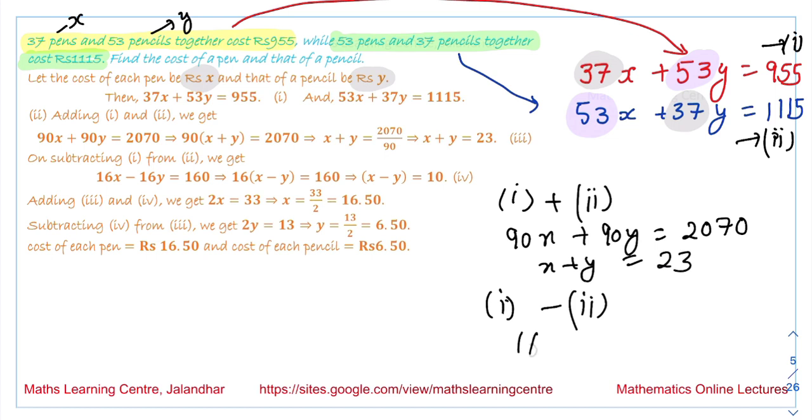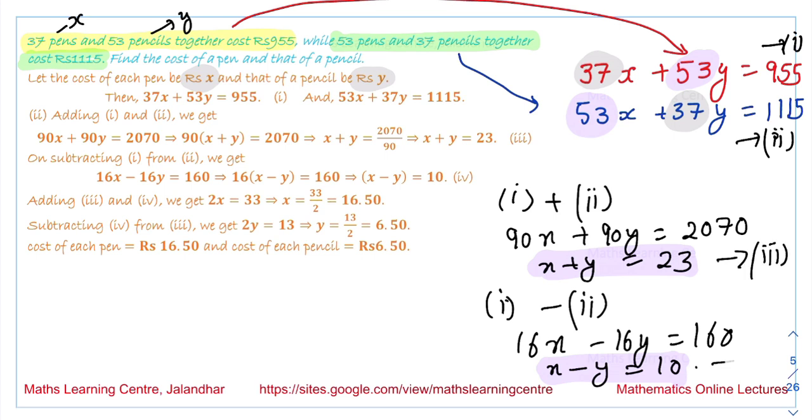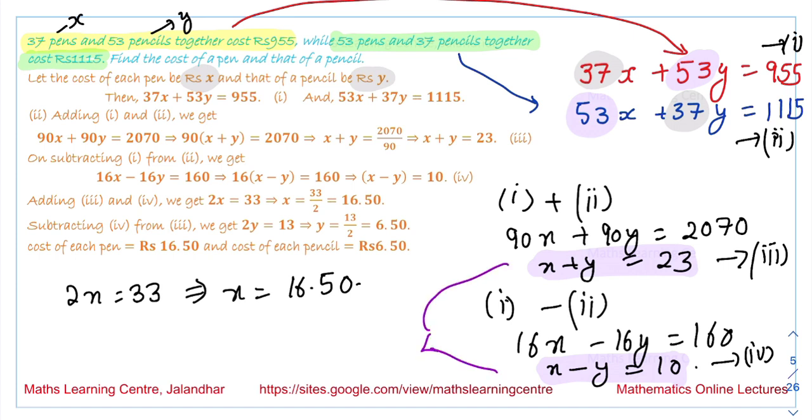When we subtract these equations, we get 16x minus 16y is equal to 160. It means x minus y is equal to 10. So our equations become x plus y is 23 and x minus y is 10. Now suppose this is equation number 3 and this is equation number 4. If we add these two equations, we get 2x is equal to 33. It means x is equal to 16.50. If we subtract these two equations, we get 2y is equal to 13. It means y is equal to 6.50.